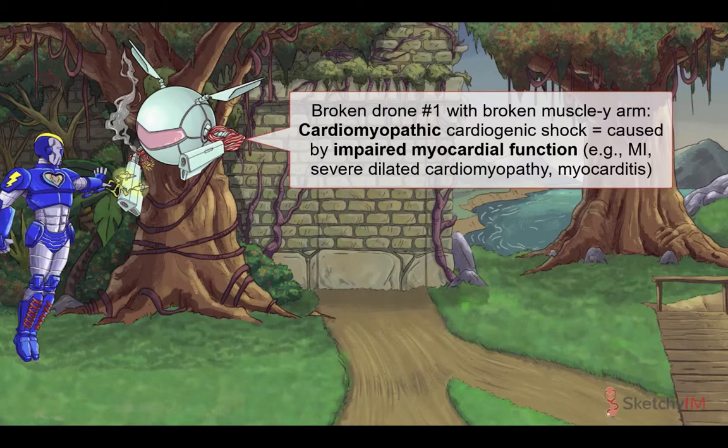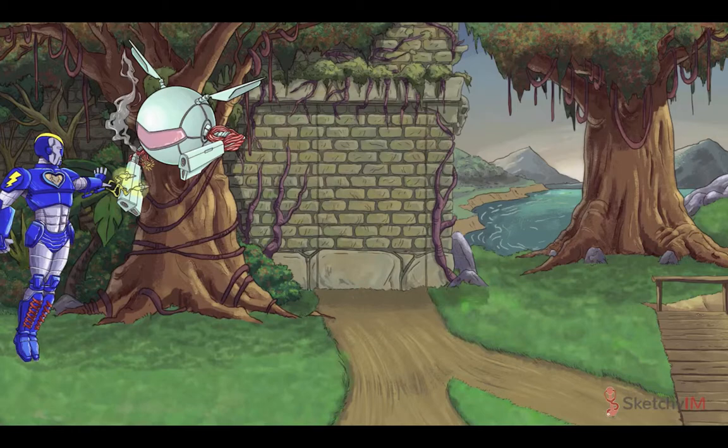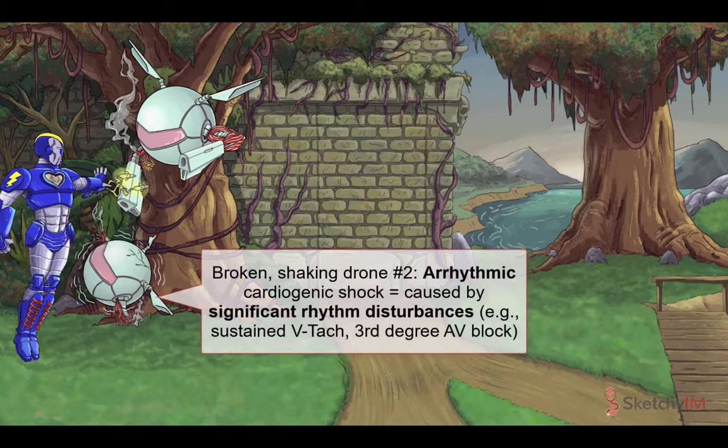Causes of cardiomyopathic cardiogenic shock include MI, severe dilated cardiomyopathy, or myocarditis. These conditions all cause intrinsic death or damage to the myocardium and limit the heart's ability to contract, which can then lead to shock. The second type is arrhythmic cardiogenic shock, which, as its name suggests, is caused by rhythm disturbances significant enough to impair cardiac output and result in shock.